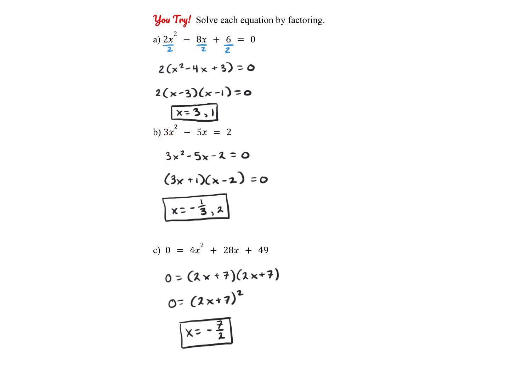For part B, we have a trinomial with an a value greater than 1, so factor it using the method of your choice, and we have two solutions here. And then for part C, same thing, except it is the same binomial twice, so I can write it as 2x plus 7 squared. So I have a single answer, negative 7 over 2.